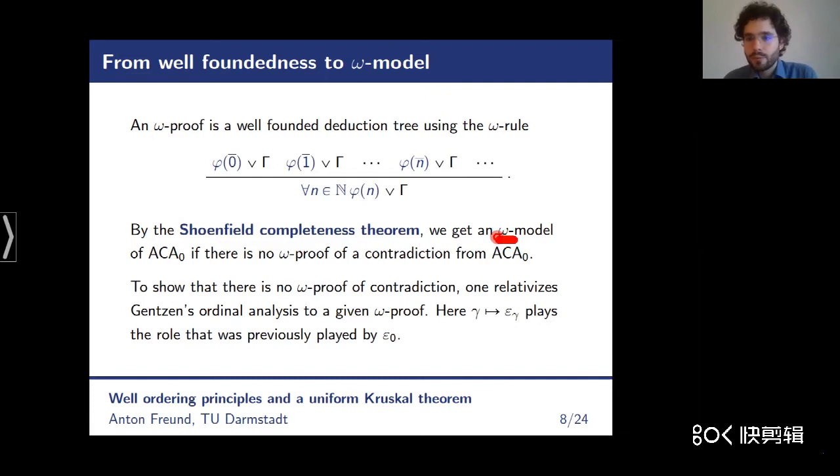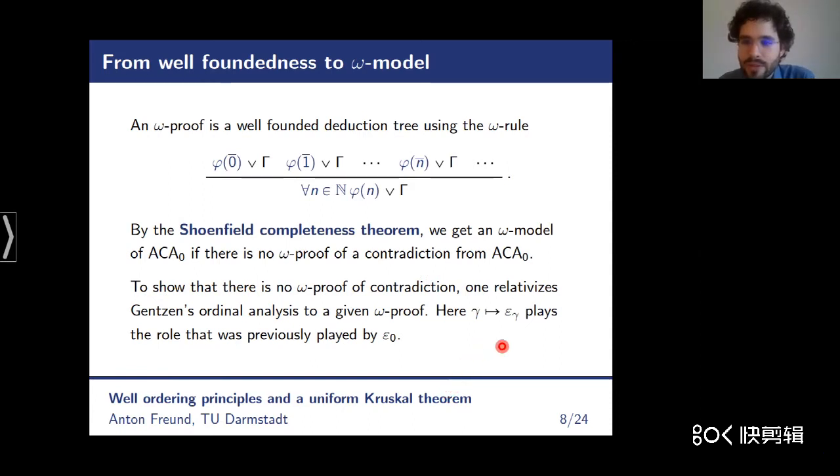And an omega model of arithmetical comprehension is precisely what we wanted for the theorem on the previous slide. So the only thing that remains to be done now is to exclude that there is an omega proof of contradiction from arithmetical comprehension. And showing that there are no proofs of contradiction, so that certain systems are consistent, that's precisely what ordinal analysis does. So namely, as I said, we want to show that there's no omega proof of contradiction.